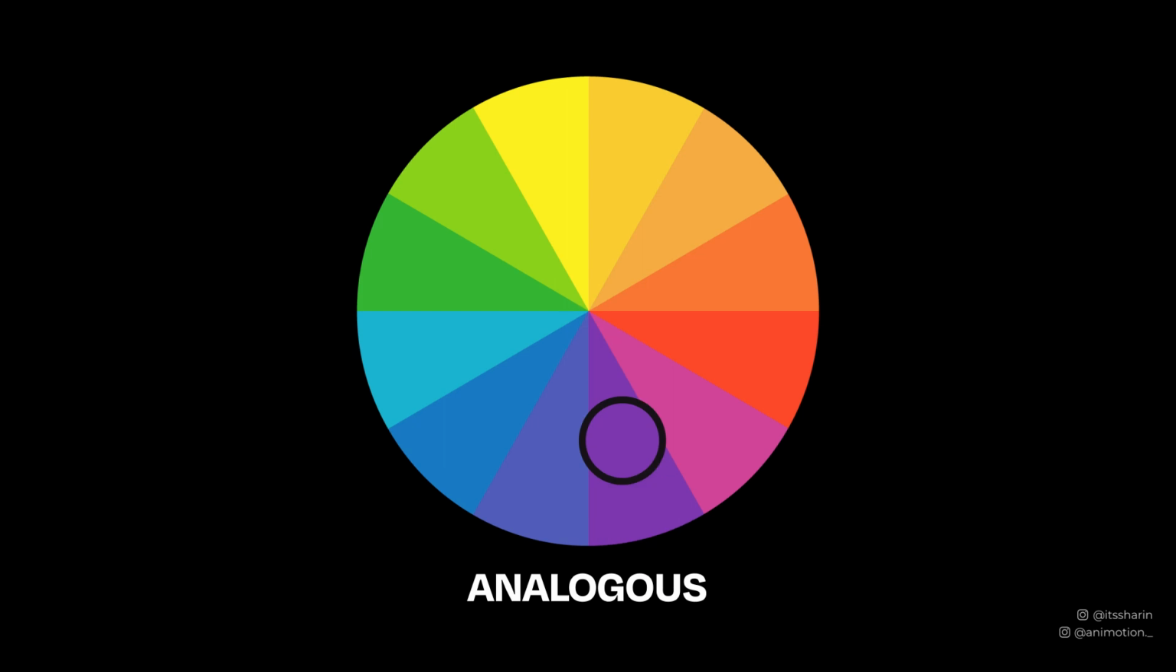And then there's analogous. So analogous is basically the colors that are next to each other. So say you want to choose, again, this purple color as your primary color, then your analogous color will be this pink, red, blue, and light blue.